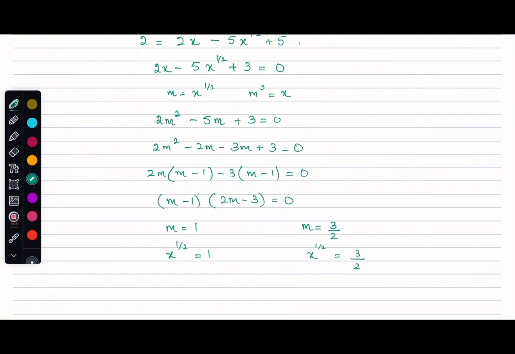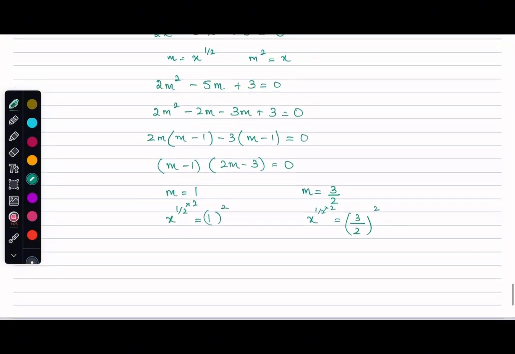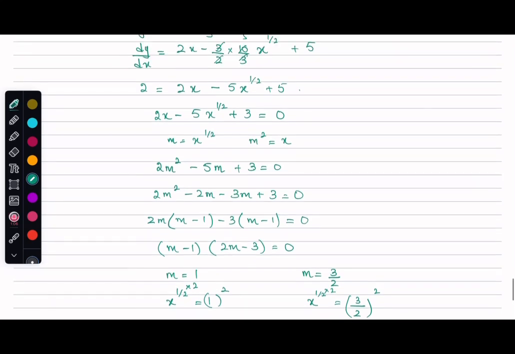To get the value of x, I will be squaring both the sides, so that here I can say that x has a value of 1, and here x has a value which is 9 by 4. So x has two values. The first one is 1 and the second one is 9 by 4, and this is what the question was asking us for.